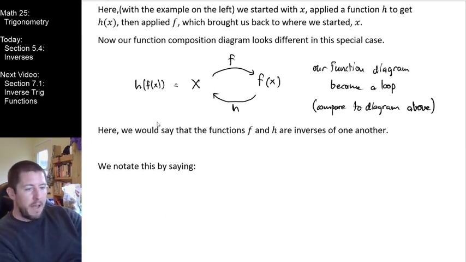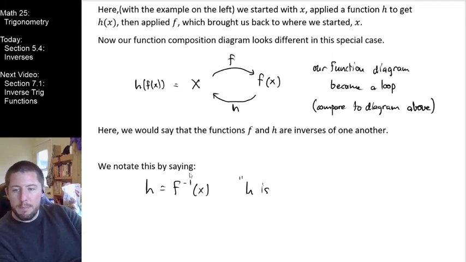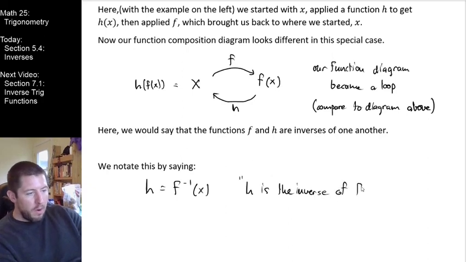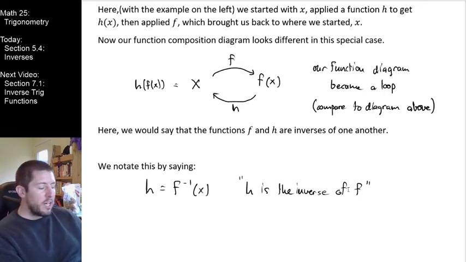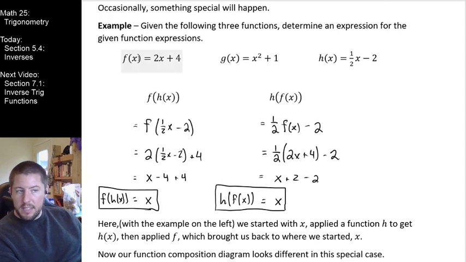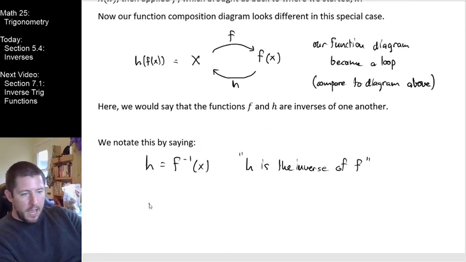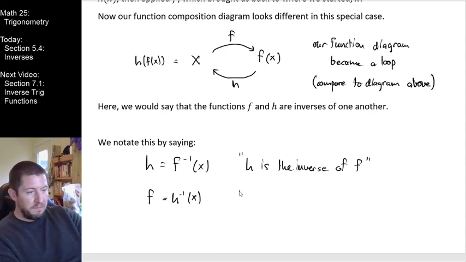So we notate this by saying h equals f inverse of x. We use this power of -1 on a function name to indicate inverse. And remember, h and f are instruction sets. They're not like numbers. f is the instruction set that says take your input and multiply it by 2 and add 4. It's a set of 2 instructions, right? And similarly here, we can say f equals h inverse of x because they are inverses of each other. So we get both statements right here.